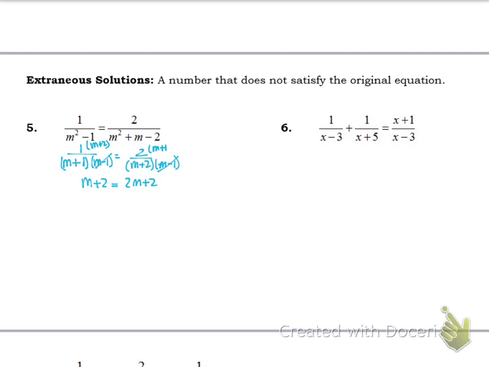So I'll get an m plus 2 over here, and I'll get a 2m plus 2 over here. My bottoms will cancel because now they share them. So I'm going to subtract m and subtract this 2. And so I'll have a 0 left over here. 2m minus m just gets me m. I check my restrictions, so I go to my factored form. I get m cannot equal negative 1 and 1, and then over there a negative 2.